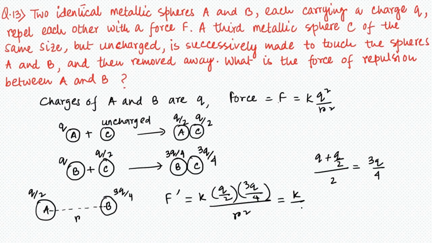So k by R², 3Q² by 8, which is equal to 3 by 8, and kQ² by R² is basically F. So the new force of repulsion is 3 by 8 into F.